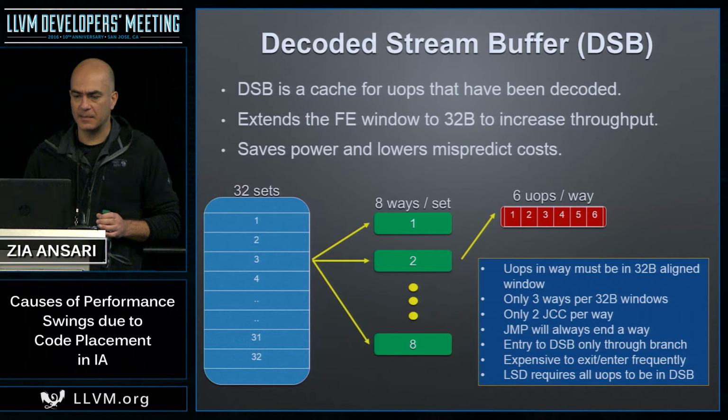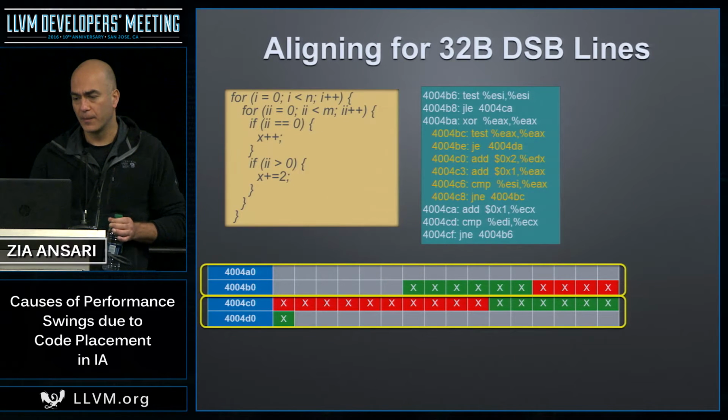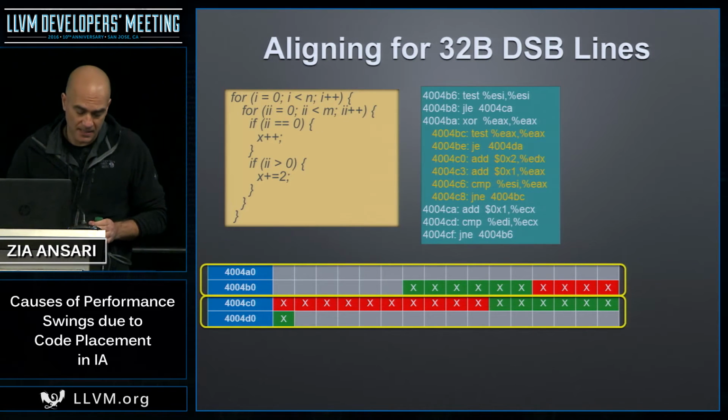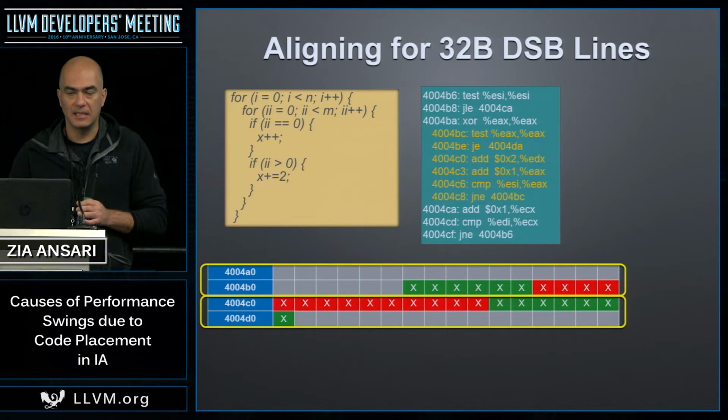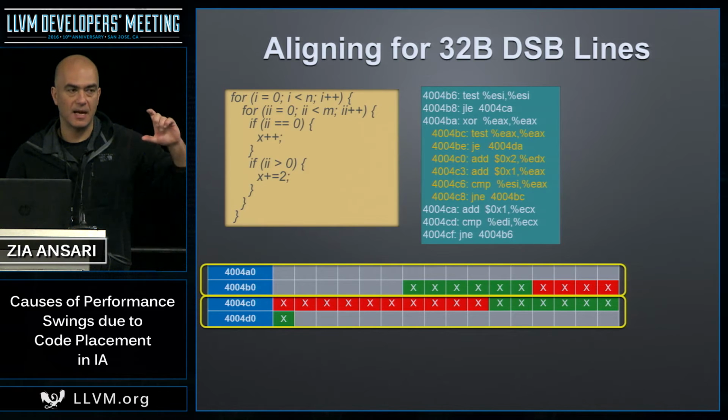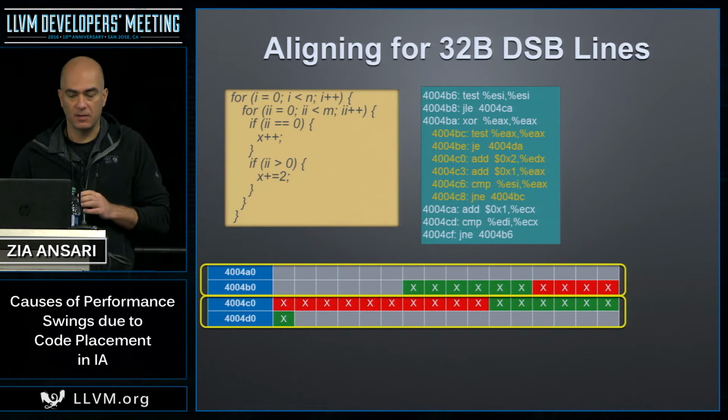So let's look at some examples that affect the DSB on newer hardware. Similar to aligning on 16-byte boundaries to appease the front-end 16-byte fetch lines, how about aligning on 32 bytes to appease the DSB lines? The DSB looks at 32 bytes at a time because the ways map to 32-byte chunks of instructions.